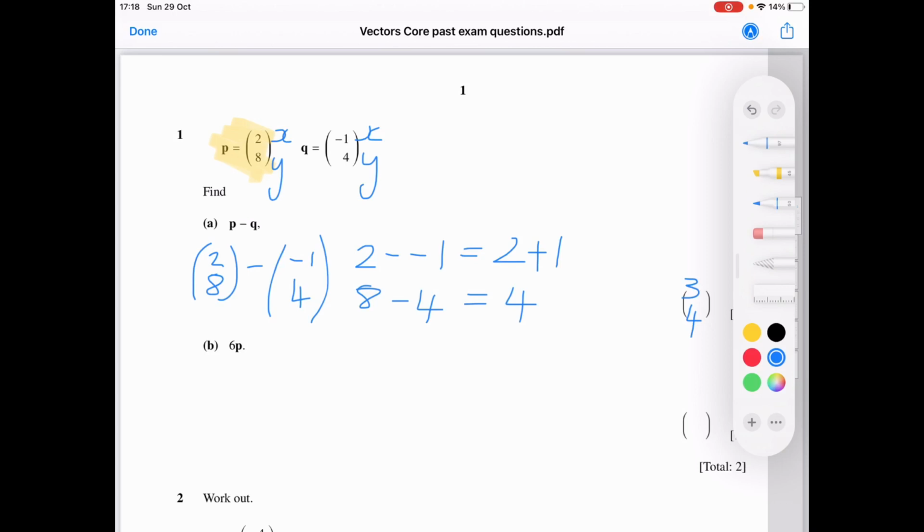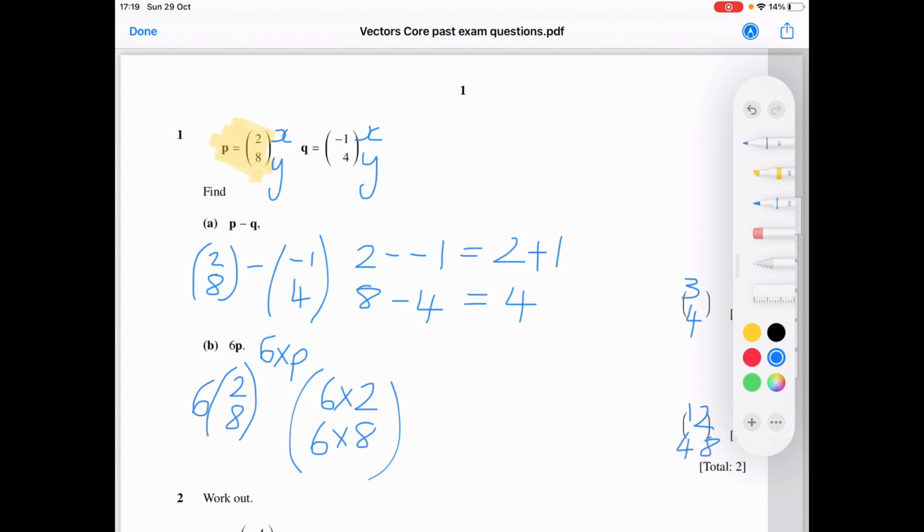1B is asking for 6p, which we know with algebra is the same as 6 times p. So we have our 6, our p, again represented by 2 and 8. So we need to multiply our 6 with 2. So 6 times 2 gives us 12. And then 6 times 8 gives us 48. So our column vector of 6p, which is 6 times by p, is 12 over 48.